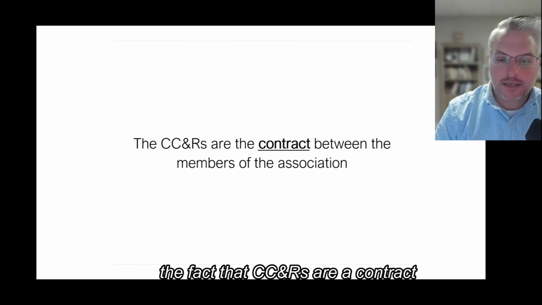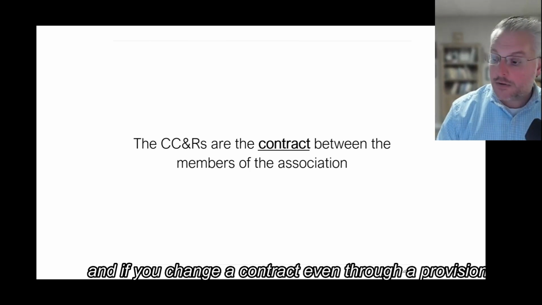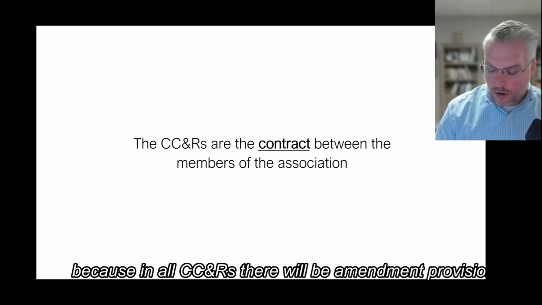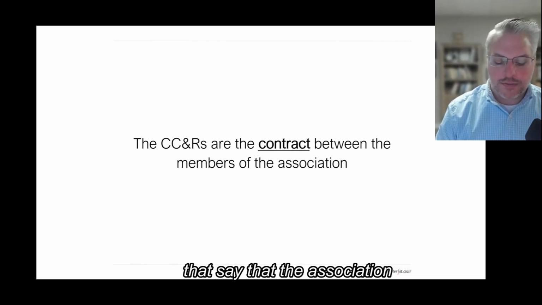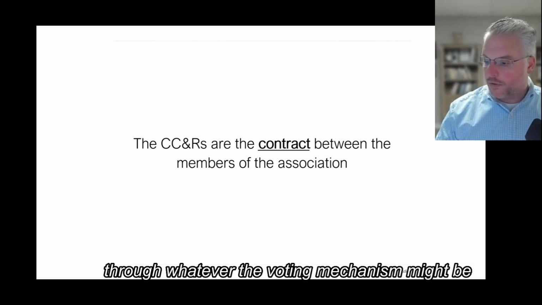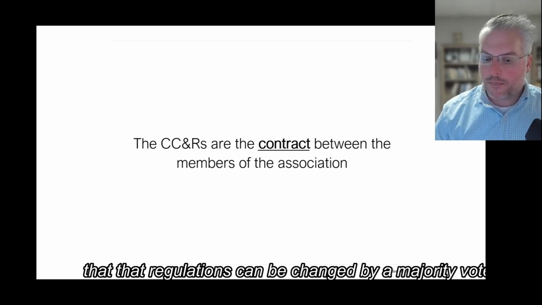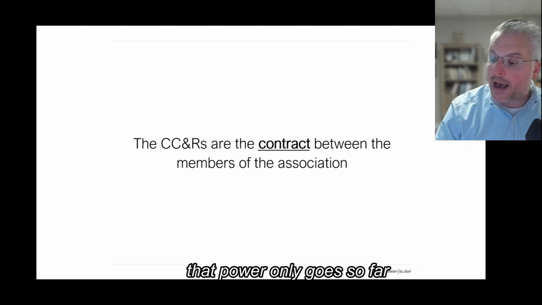The fact that CC&Rs are a contract, and if you change a contract, even through a provision that allows for amendment, right? Because in all CC&Rs, there will be amendment provisions that say that the association, through whatever the voting mechanism might be, regulations can be changed by a majority vote or a supermajority vote or things of that nature. That power only goes so far.